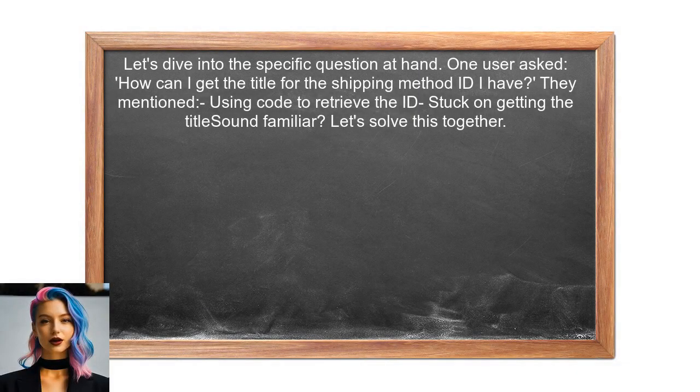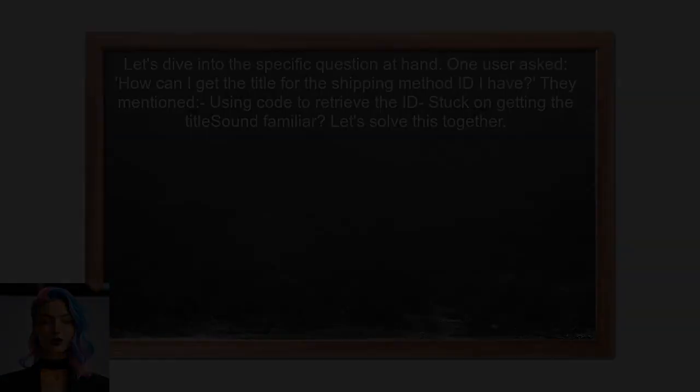Let's dive into the specific question at hand. One user asked, "How can I get the title for the shipping method ID I have?" They mentioned that they were using the code to retrieve the ID, but were stuck on how to get the title. Sound familiar? Let's solve this together.